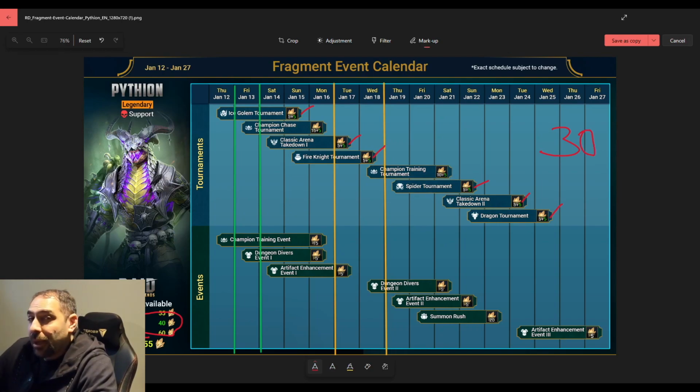Artifact enchanting is relatively easy. We have 5, 10, Dungeon Divers 15, 20, and another 25 down here. So we're looking at 55 points that are very easy to obtain at a bare minimum. You're going to have to work for the remaining 45 points. So where are you going to get your 45 points from?